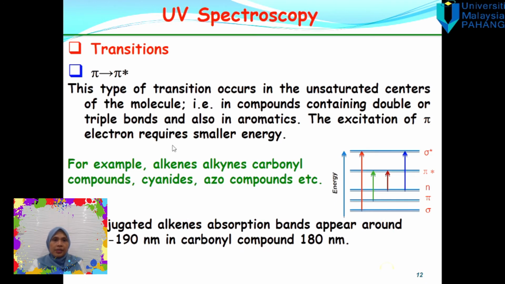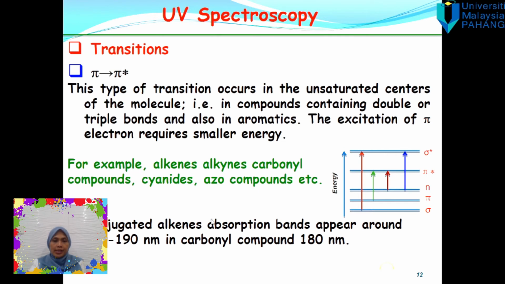The next transition is pi to anti-pi. This transition occurs in unsaturated molecules. Mostly for double bonds, triple bonds and aromatic compounds, we involve this electronic transition, pi to anti-pi. For example, alkenes, alkynes, carbonyl compounds, cyanides and azo compounds are the types of compounds involved in the pi to anti-pi transition.